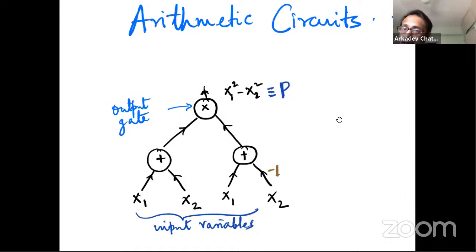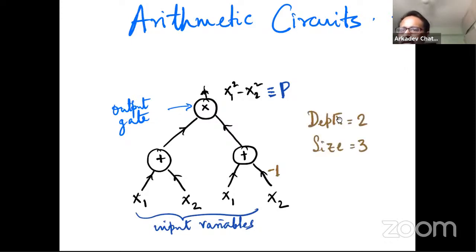And you can subtract by just putting a -1 on the edge connecting one gate to the other, which means that the negation of the output of the gate which is feeding into the next gate is what is fed in. Okay. So yeah, this is simple to see.